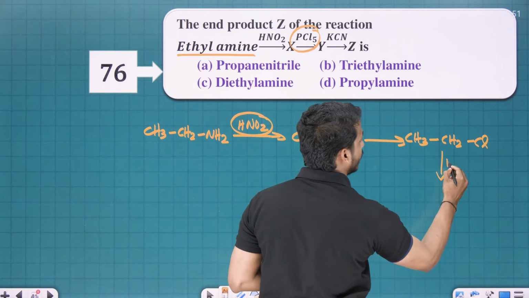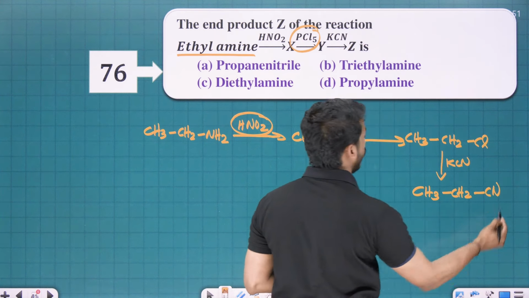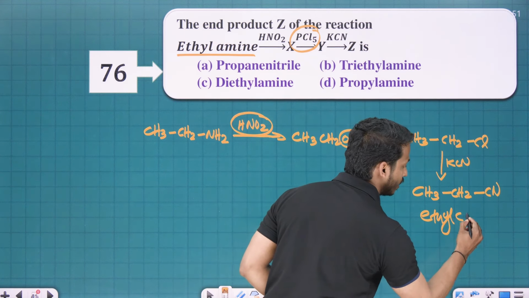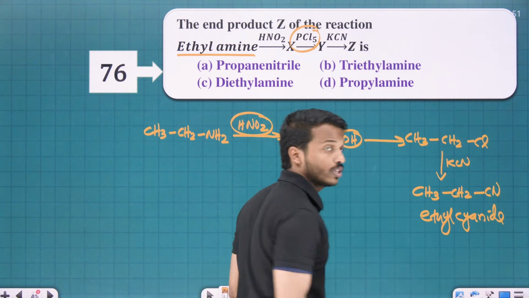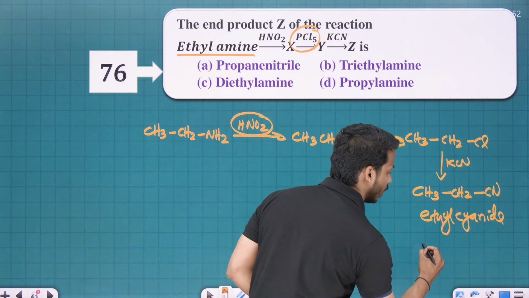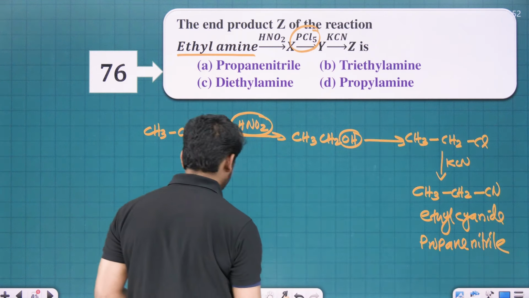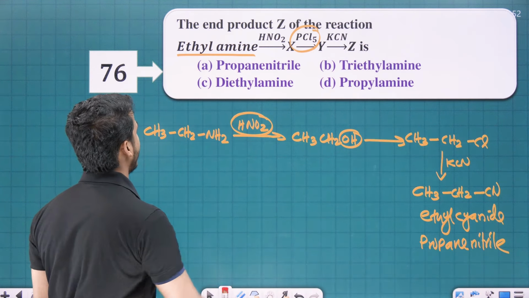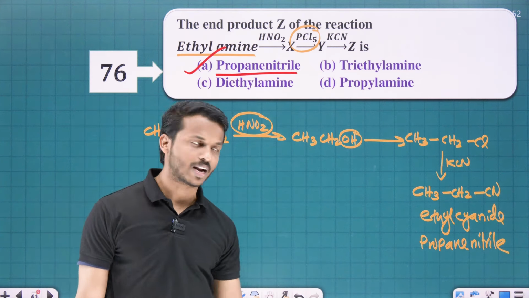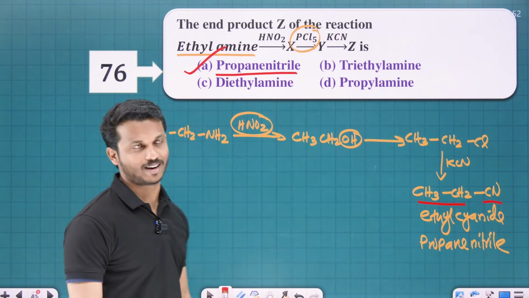What happens when treated with the KCN? You know, cyanide, yes, we get CH3CH2CN. What is the name of this cyanide? You can say ethyl cyanide. Cyanide is also called a nitrile, right? So in terms of nitrile, how can we say? 3 carbons total. So it's called propane nitrile. So question, what is the final product? We can say option A, propane nitrile. So this is called ethyl cyanide, or total 3 carbons, so propane nitrile, right?